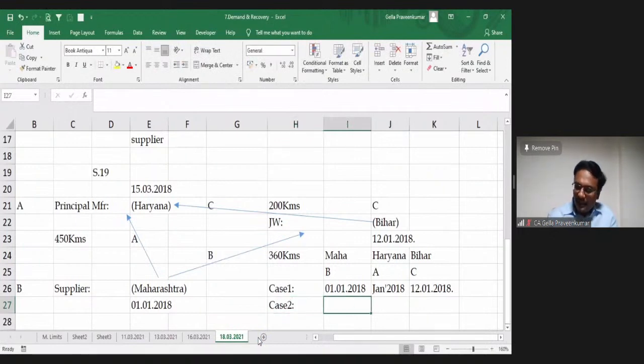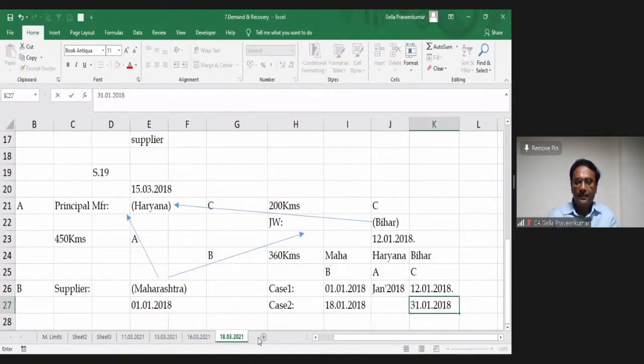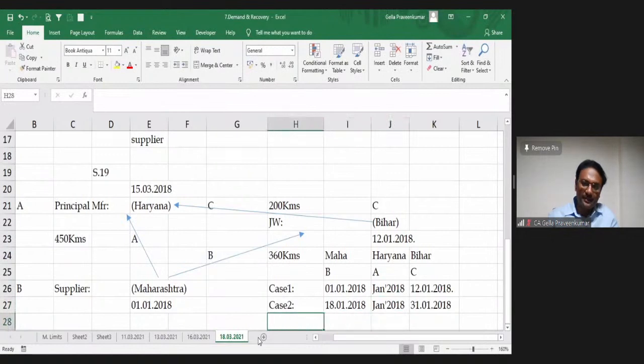Case 2. I'll take case 2. A has billed the material on 18th January 2018. The goods were received by C on 31st January 2018. Again, my A can take the input tax credit in the month of Jan 2018.